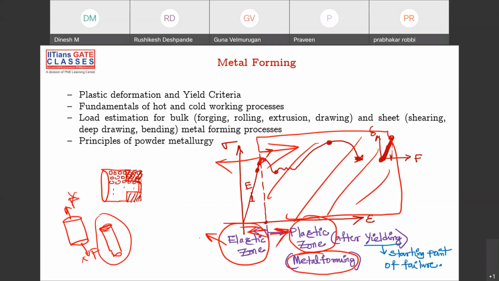In which place do you want to be in the elastic zone? In which applications, in which field, in which subject in your mechanical engineering do you do all the calculations in the elastic zone? Anyone? Is it not strength of materials? You will read strength of materials and you want all the dimensions, all the calculations to be in the elastic zone. Am I right or wrong? Yes, strength of materials, machine design, all these things that you do.